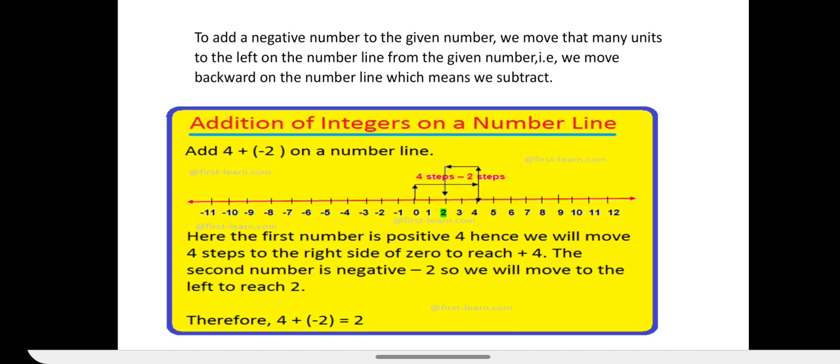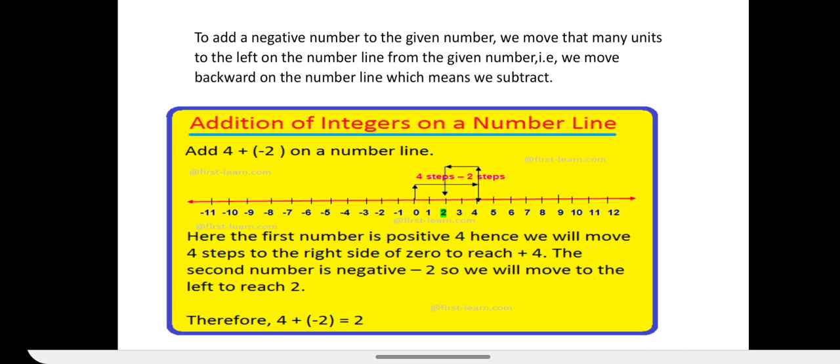Now add 4 plus -2 on the number line. Here the first number is positive 4. So where is 4? Figure out 4. Hence, we will move 4 steps to the right side of 0 to reach plus 4. The second number is negative, that is -2.